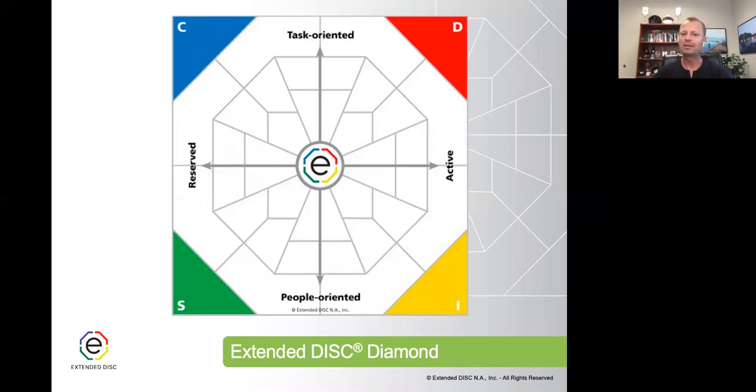One or two of them typically are the most comfortable for us. Actually, for most people, three of them are quite comfortable for us, and one tends to be the outlier. Like for me, the I style is very low. It requires the most energy.